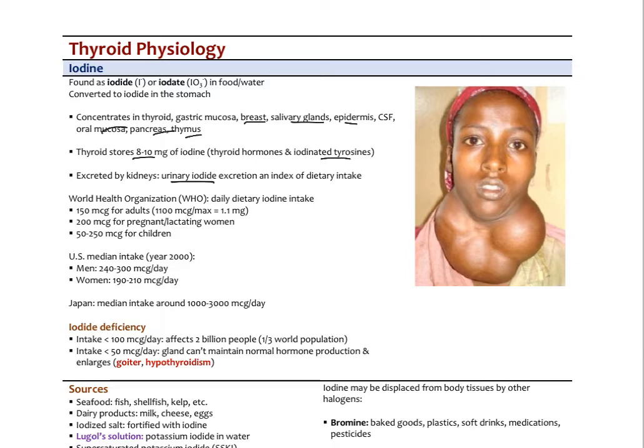The WHO has defined an adequate daily dietary iodine intake as 150 micrograms for adults, or 200 micrograms for pregnant or lactating women, and anywhere between 50 and 250 micrograms for children. That's basically about 1 kelp tablet. If you eat a cup of miso soup with some seaweed a day, that's adequate.